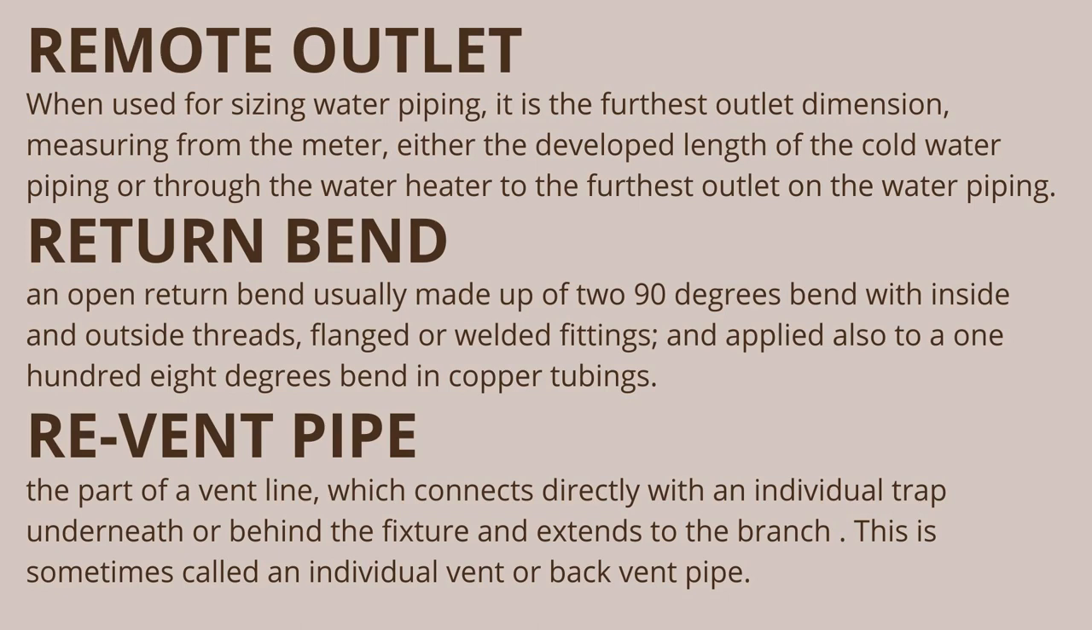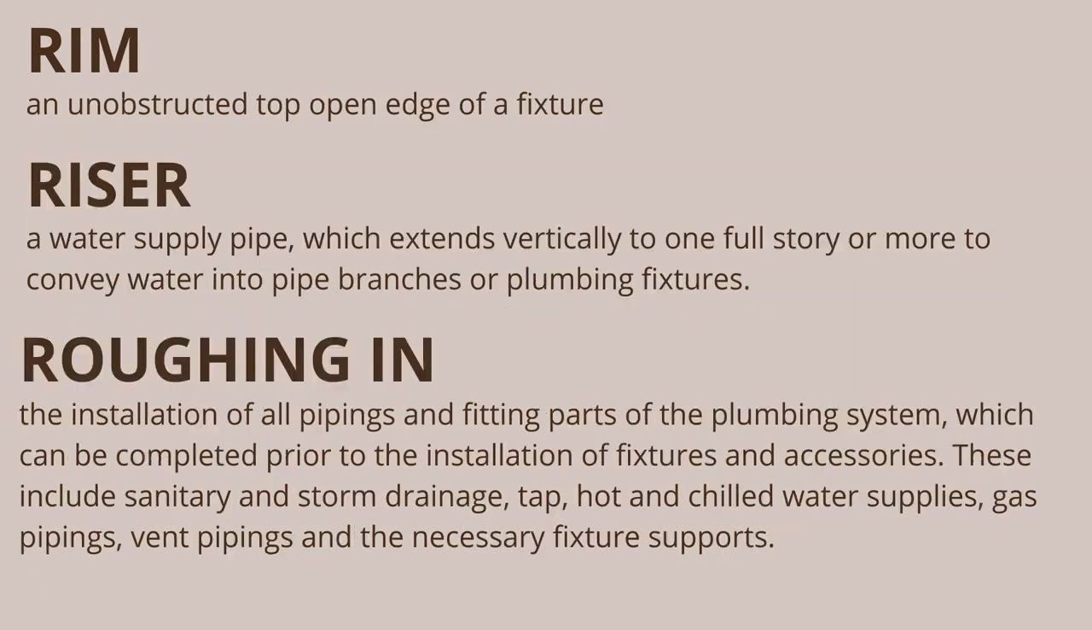Re-vent pipe. The part of a vent line which connects directly with an individual trap underneath or behind the fixture and extends to the branch. This is sometimes called an individual vent or back vent pipe. Rim. An unobstructed top open edge of a fixture.